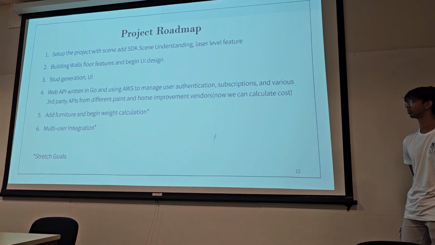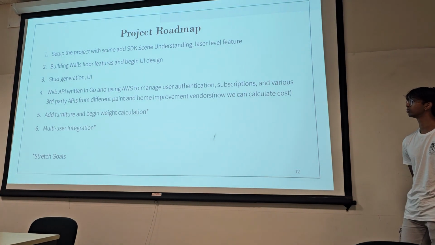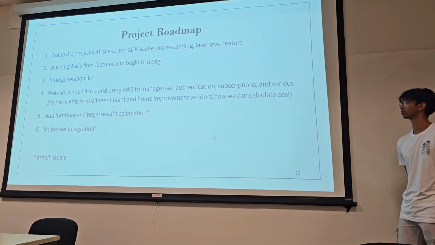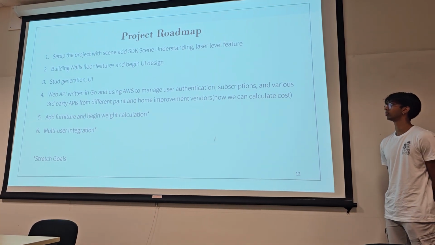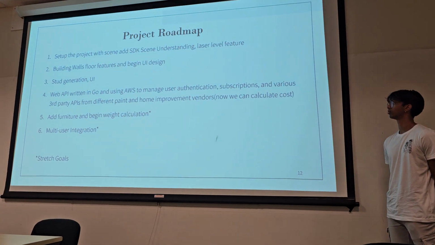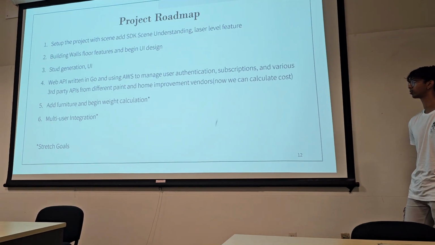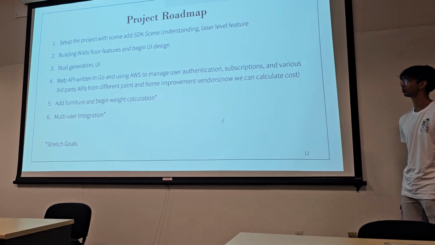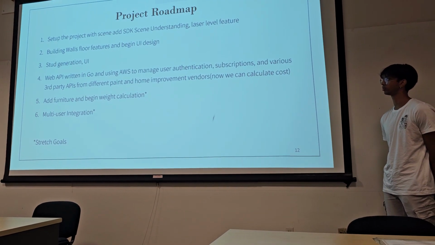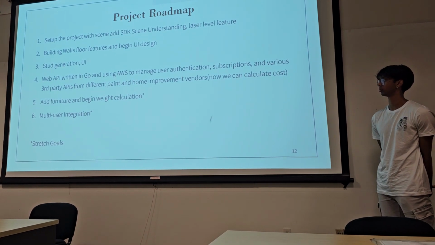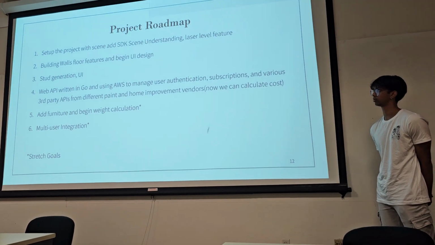Number 4 is going to be integrating the web API so that we can figure out in real time how much the materials cost. We also need to make it so that we can have the user subscription model that we're planning for our profitability. And then the 5th and 6th one are just our stretch goals. We want to, if possible, allow them to try to decorate the rooms.